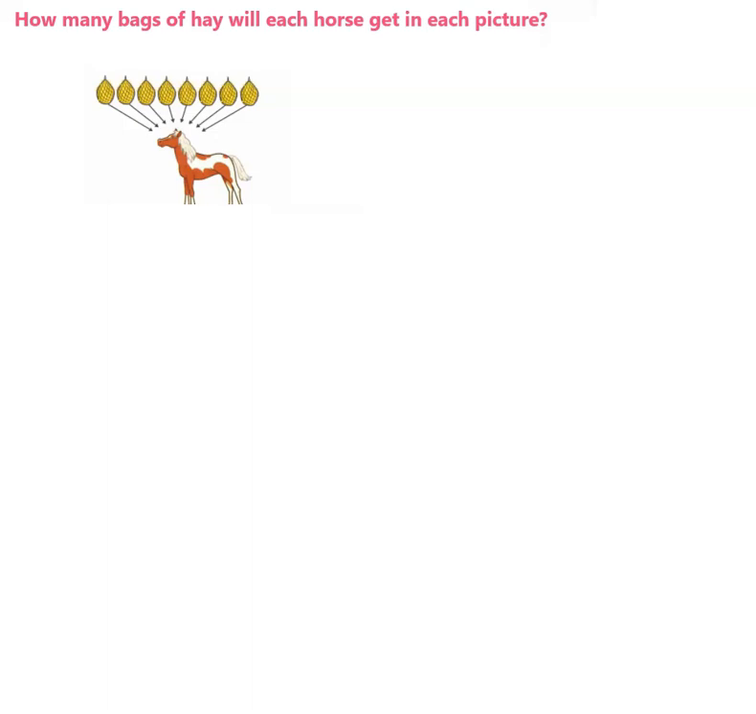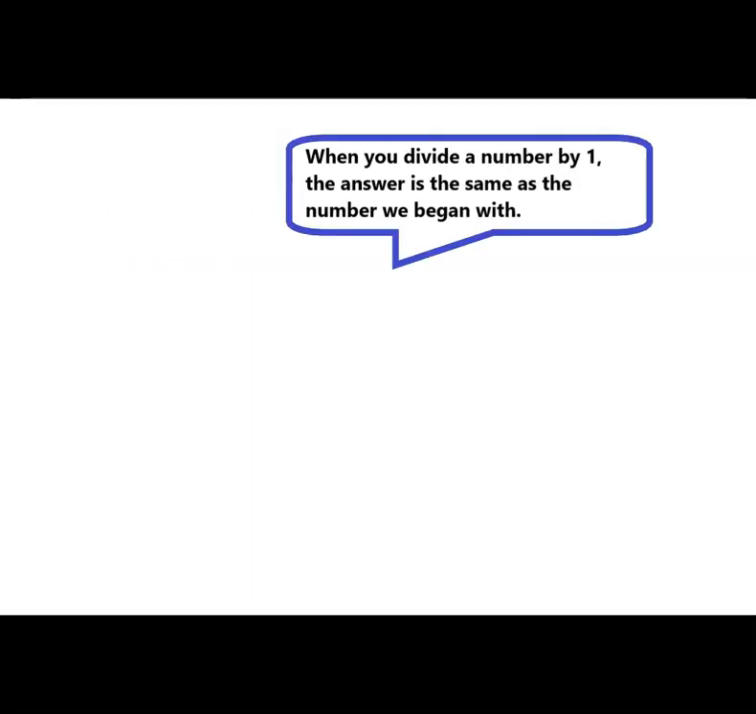There are 8 objects and it's been shared with one group. So 8 divided by 1 is equal to 8. We can make a generalization. When you divide a number by 1, the answer is the same as the number we began with. Let's have a look.